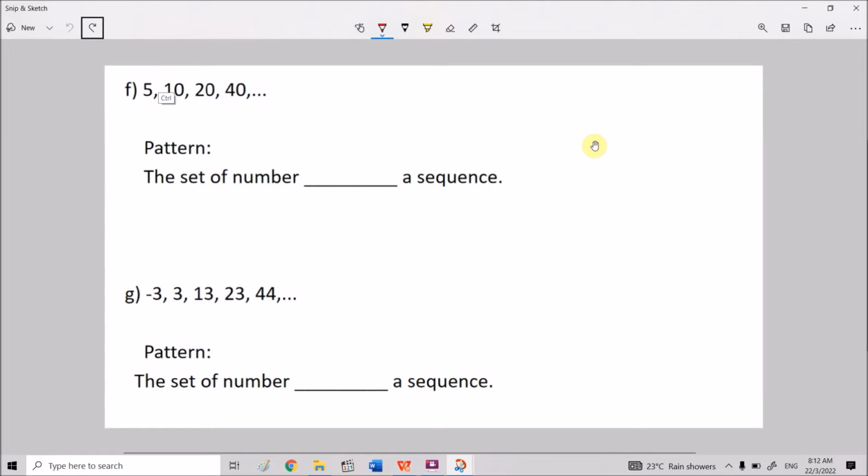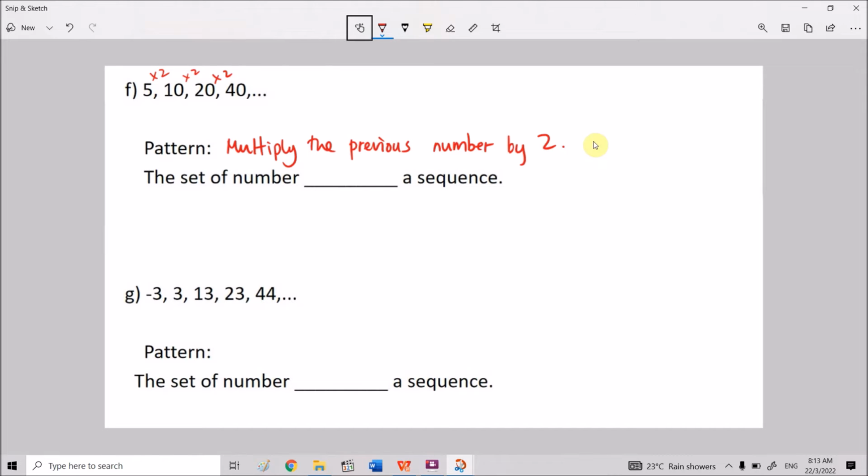But what if we try to multiply by 2? 5 times 2 is 10. 10 times 2 is 20. 20 times 2 is 40. Hence, the pattern here is multiply the previous number by 2. So since it follows a pattern, hence this set of numbers is a sequence.